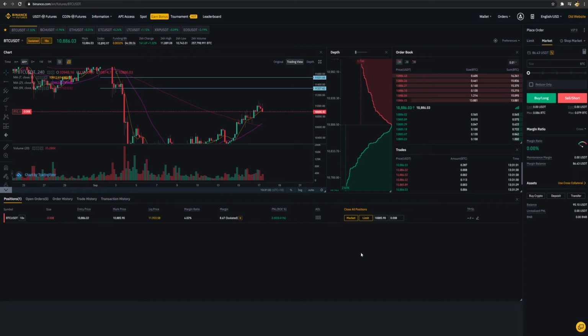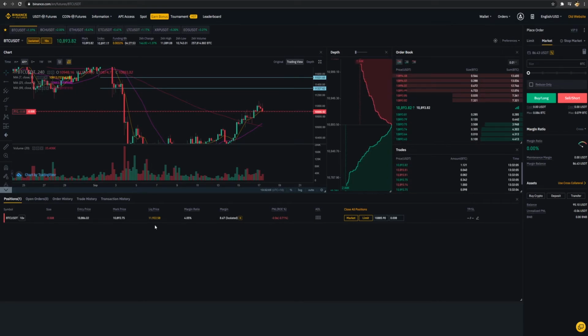So this is what an open position looks like on Binance. We've got margin isolated at 8.87, so we'll use 8.87 USDT for this trade. Then we've got our entry price at 10,886 and our mark price at 10,886. Mark price is basically the average price across the exchange. And then we've got the liquidation price here at 11,922.58.